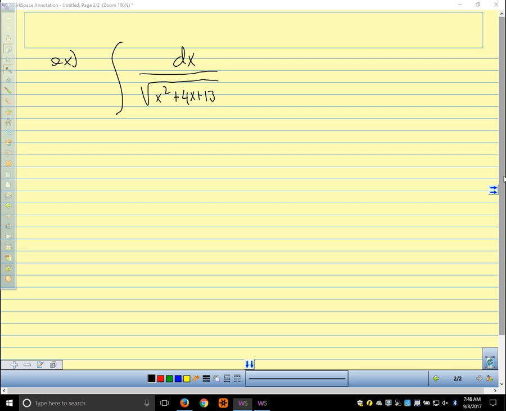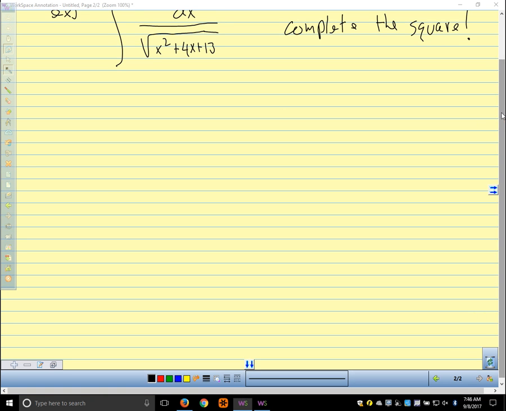Solved by x squared plus 4x plus 4 plus 9. So in other words, what, complete the square? It's awesome when we get to complete the square.